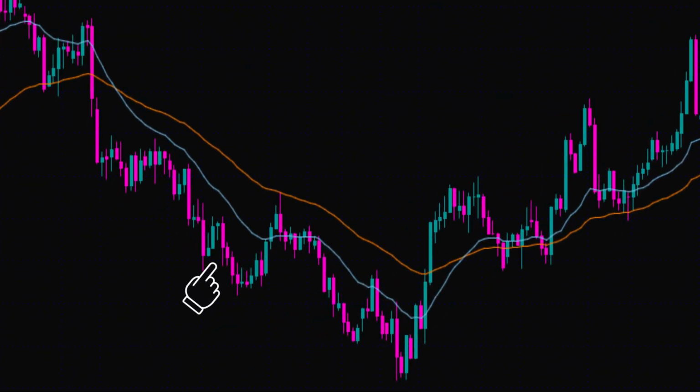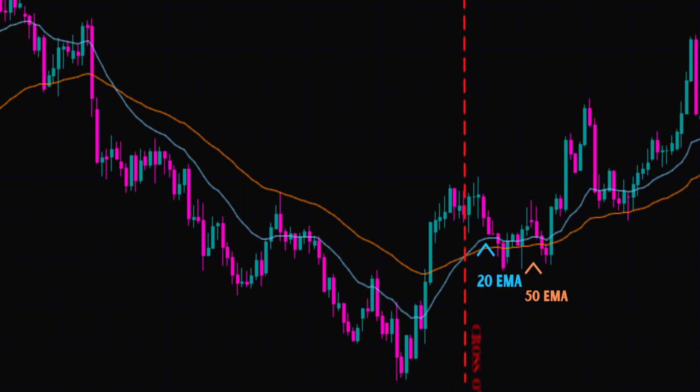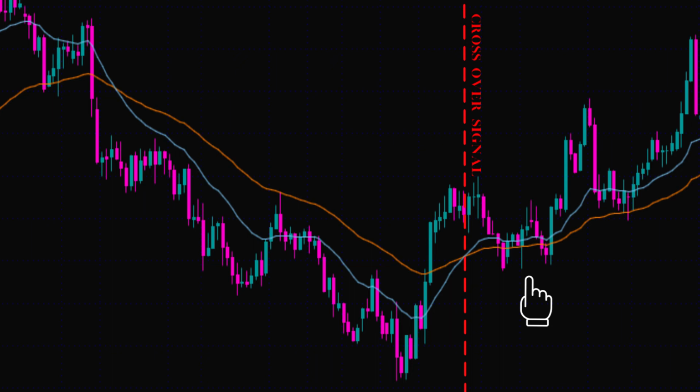Price trends down, pushes back through the moving averages, pulls the 20 EMA through the 50, price pulls back, reacts to our trading zone, and then makes another run.